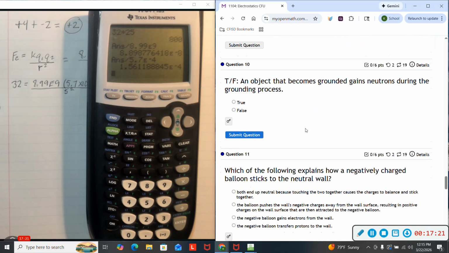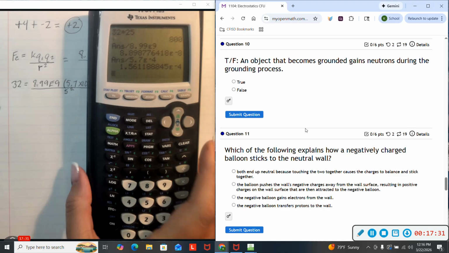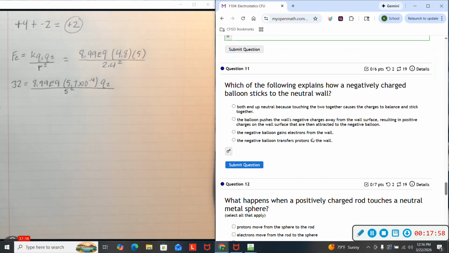All right, question 10. An object that becomes grounded gains neutrons during the grounding process. Grounding is a neutralizing process. It does cause things to become electrically neutral. It causes the discharge of excess electrons, or if they're lacking electrons, it causes objects to gain electrons, but it's all about the transfer of electrons in order to reach that electrostatic equilibrium with the ground. So it has nothing to do with gaining or losing neutrons. In fact, those can't move, and they don't carry a charge anyway. They're locked up in the nucleus. And so we're going to say that this is false, and then move on to number 11.